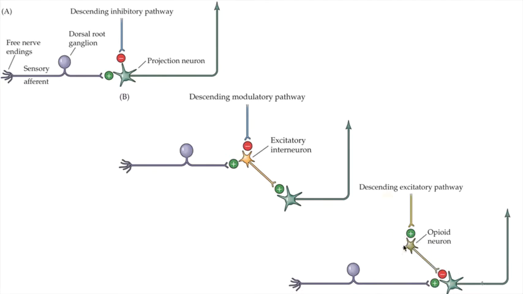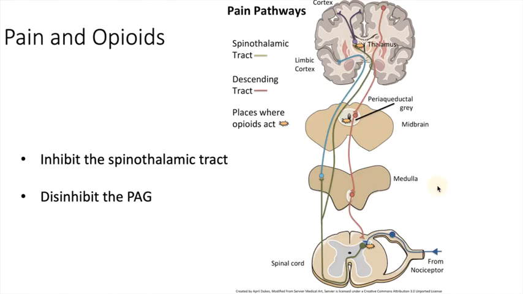Another option is by driving opioid neurons. Opioid neurons overall are going to be inhibitory on the postsynaptic neuron. So part of what the descending pain pathway does is drive opioid neurons to release endogenous opioids, which then inhibit the ascending pain pathway. This is how opioids have their pain-killing effect. They block the sensory afferents from actually conveying the stimulus to their ascending pathway.